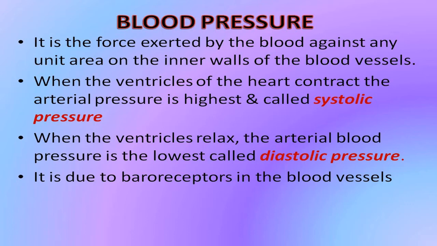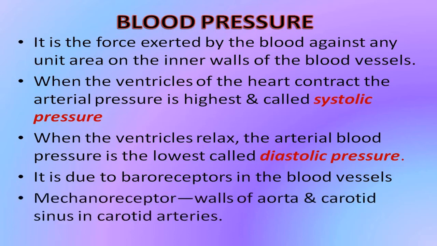And this pressure is sensed by receptors called baroreceptors, and these baroreceptors are present in the blood vessels. These are also known as mechanoreceptors, and they are present in the wall of the aorta and carotid sinuses. Carotid sinuses are present in the carotid arteries. These are a swollen part of a carotid artery. Carotid artery is a branch which emerges from the aorta, and it supplies blood to the head region.